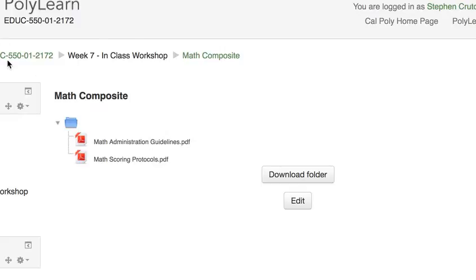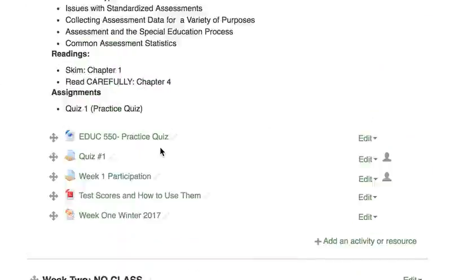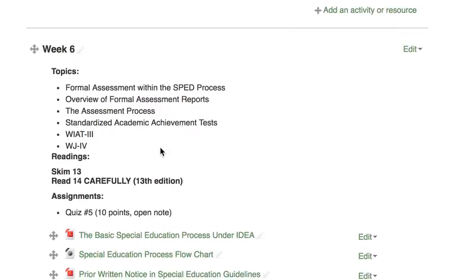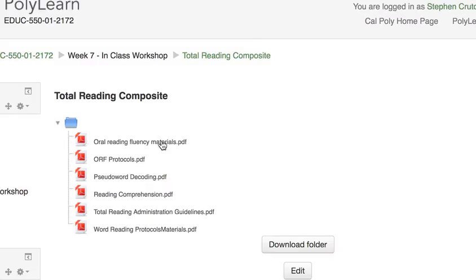Okay, so let's see if I could go back. Here, scroll down. Sorry for the crazy view. Okay, so we looked at the math composite. Let's just look real quickly at the total reading composite. This one I kind of separated out.